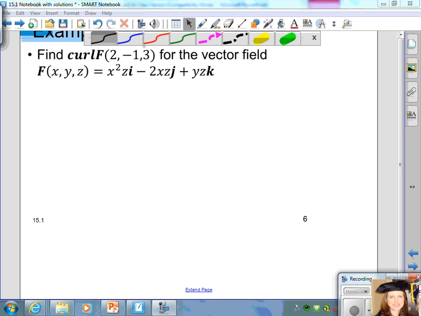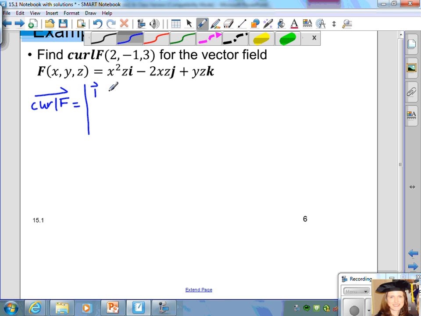Okay, let's find the curl by setting up a matrix here. The curl of F, again this is bold, so I'm going to use that vector notation here, is equal to, actually, that formula, or you can set up a matrix here and find the determinant of that matrix.